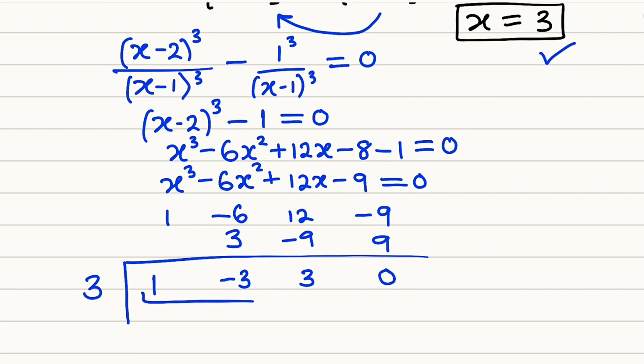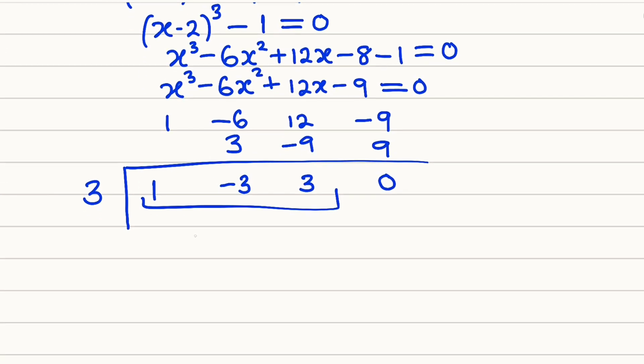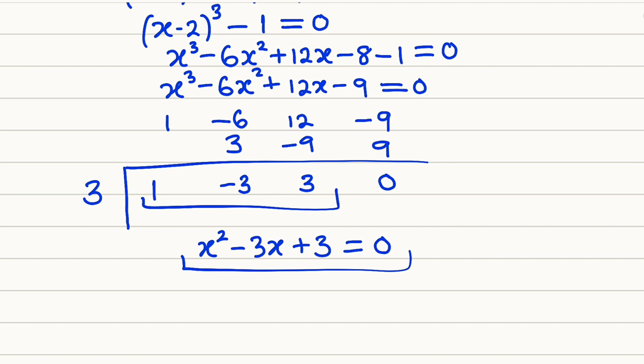Now we are going to use these values to form a quadratic trinomial. We have the leading coefficient as 1, so we have x squared, then minus 3x, then plus 3, and the whole of this equal to 0. Now we are going to solve this quadratic equation to obtain other solutions. Alright, our a, which is the leading coefficient, is 1. b, the coefficient of x, is equal to negative 3. And the constant c is equal to 3, because we are going to use the formula since this is non-factorizable.